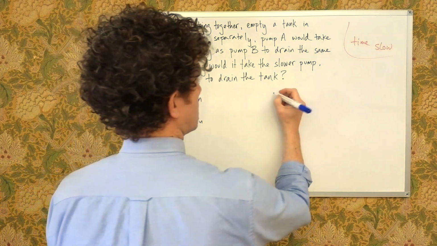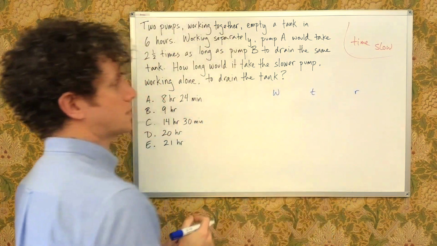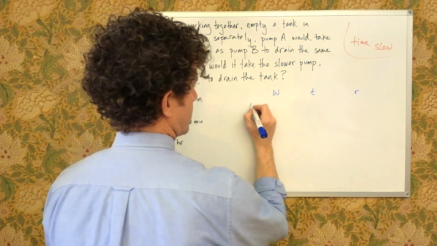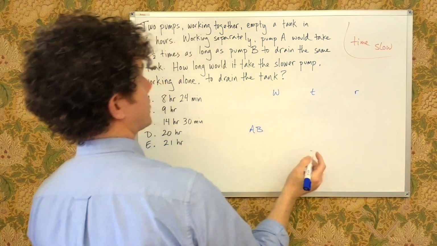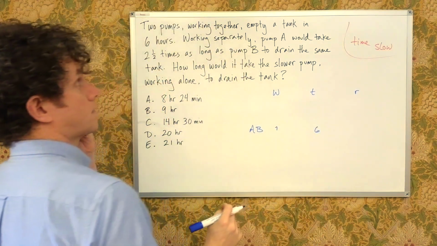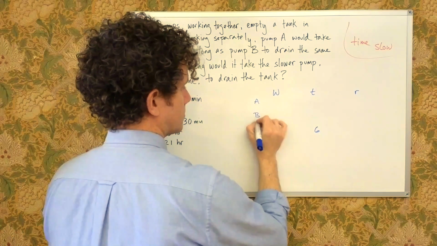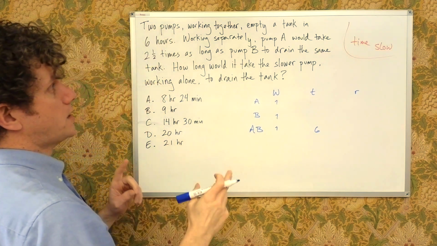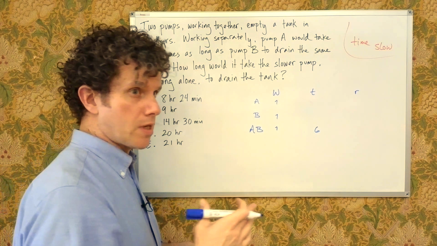Okay. A bit different from the other two, but we can set ourselves up for the same sort of a situation. We have work being done, we have time taken, and we're going to get some kind of a rate. What do we know? When they are together, maybe I'll put this down at the bottom, when they are working together, they drain a single tank in 6 hours. When they work separately, still the same job, draining a tank, A takes 2.5 times as long as B.